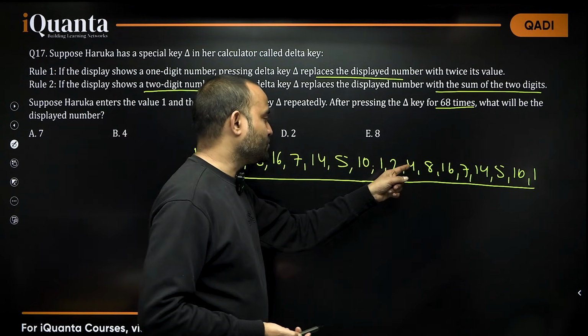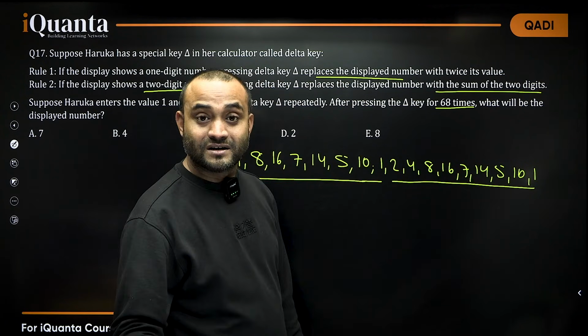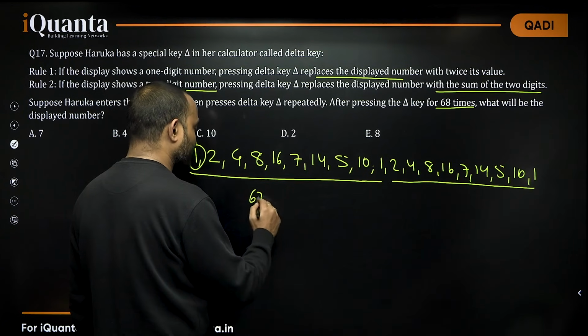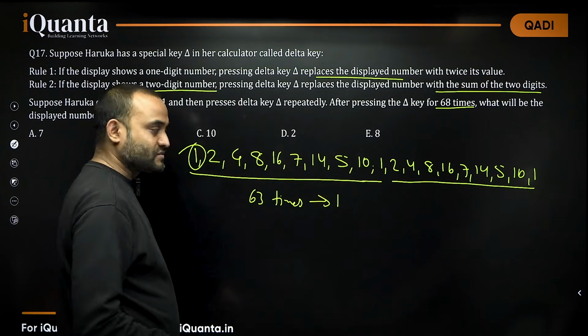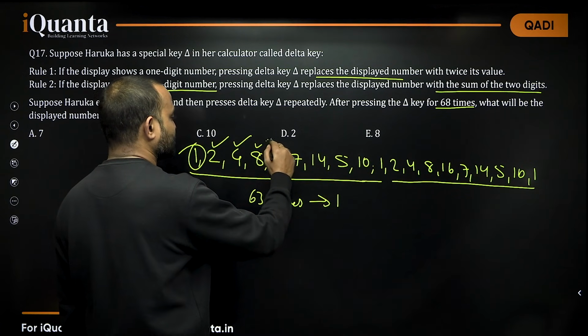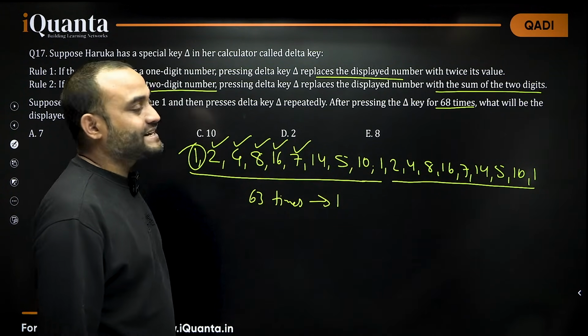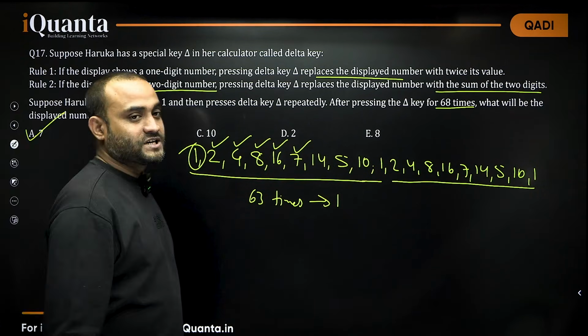Then 1, 2, 3, 4, 5, 6, 7, 8, and 9. Every 9th result will be 1. Right? So 63 times, after pressing 63 times, the result will be 1, and after that 64, 65, 66, 67, 68. So after 68 times pressing the delta key, the result will be nothing but option A, which is 7.